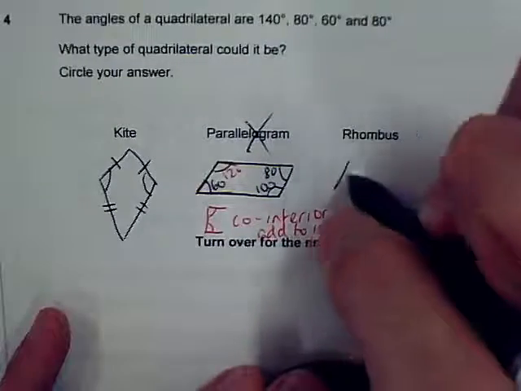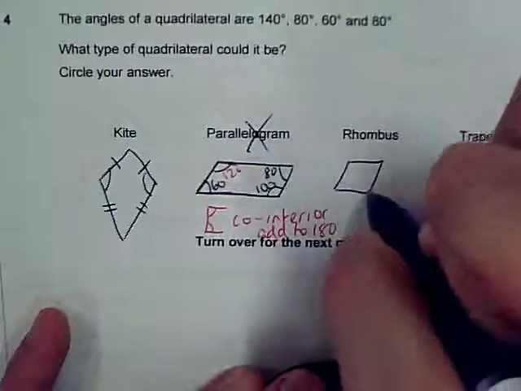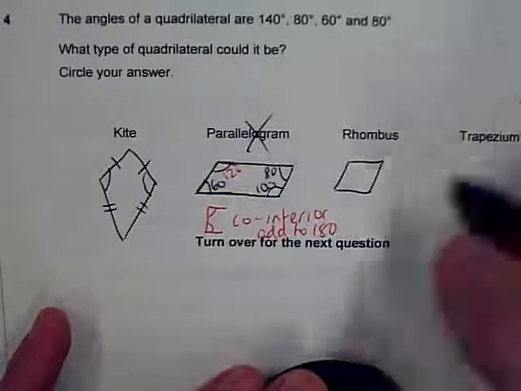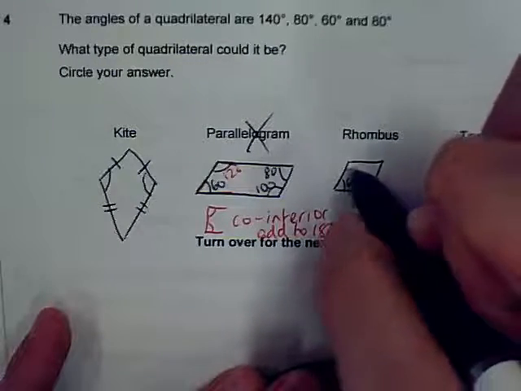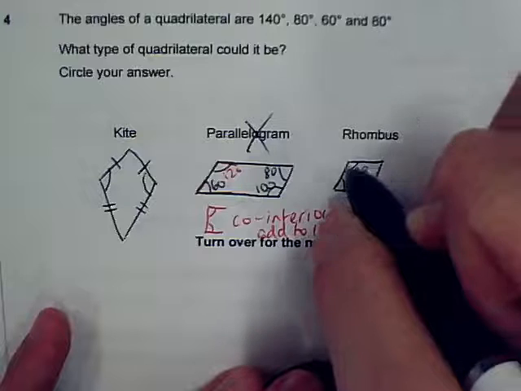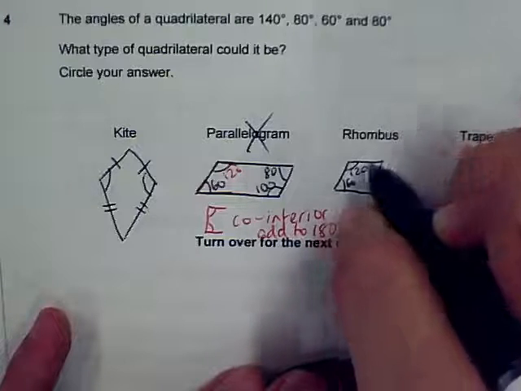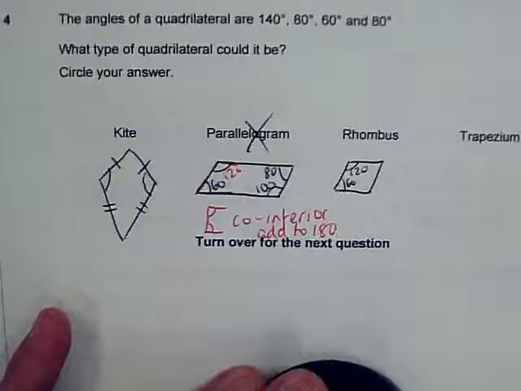If you consider the rhombus, rhombus is a bit like a square. Similar situation, if we make one of them 60, the other one's going to have to be 120, because we have the C shape, and that means co-interior angles have to add up to 180. So it's not that one.